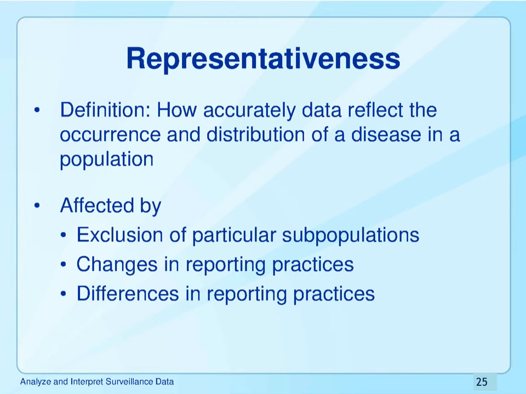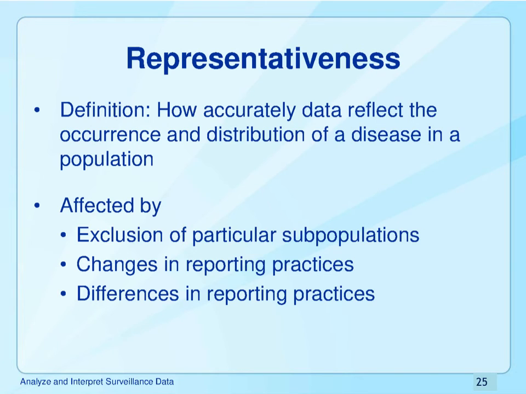Now, representativeness is also a limitation of surveillance data. Representativeness simply refers to how accurately the data reflects the occurrence and distribution of disease in the population. You may recall in a previous lecture we talked about population sampling, and the representativeness of the data is impacted by whether or not we use an appropriate sampling technique. In other words, the more accurate the sampling technique, the more accurate the representativeness of the data is. So the more likely the small study sample we have is to represent the larger study population that it represents.